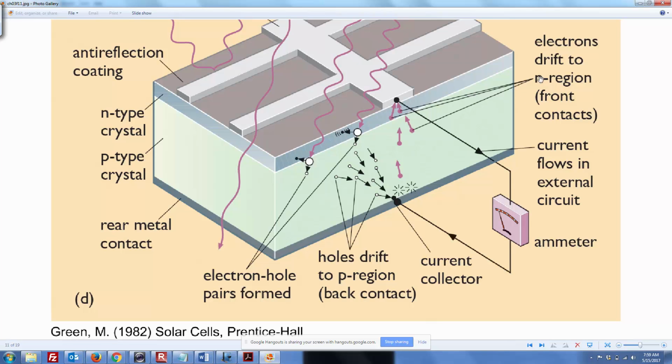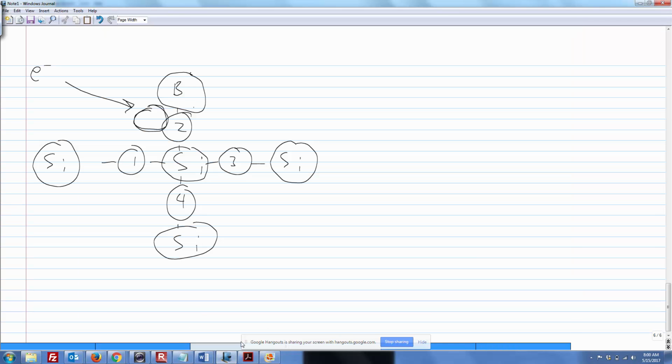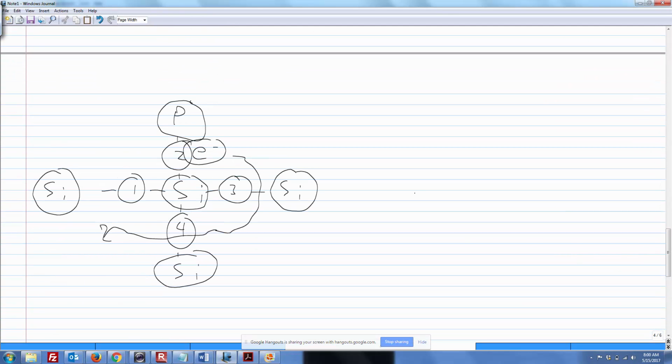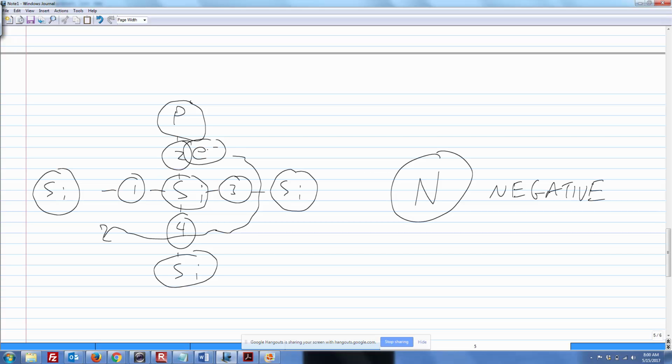So the N region, that's the negative region. So this is going to be the N region. N is negative. N is negative because electrons are negative. That's the little negative right there. Electrons are negative.